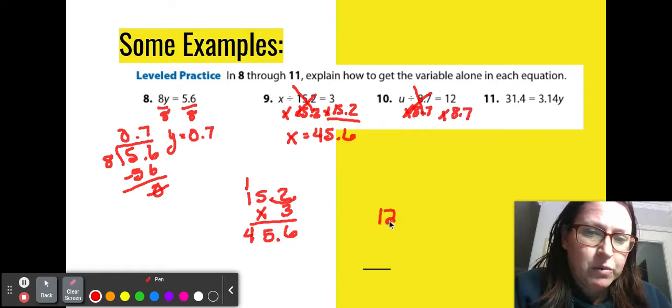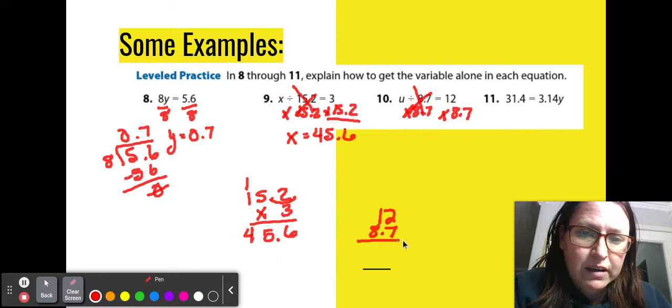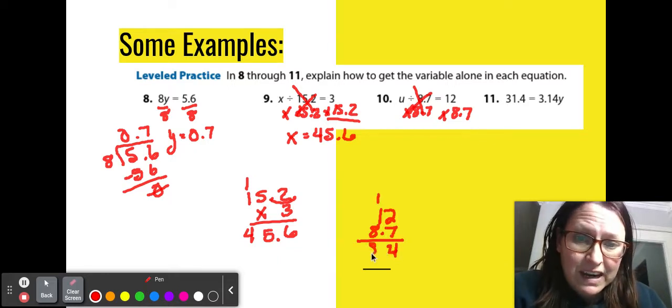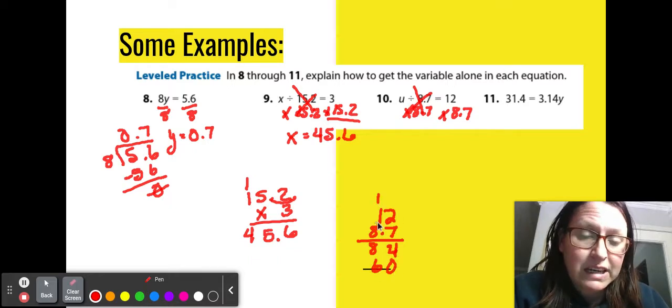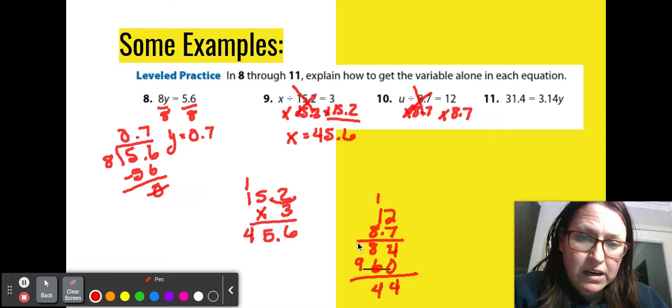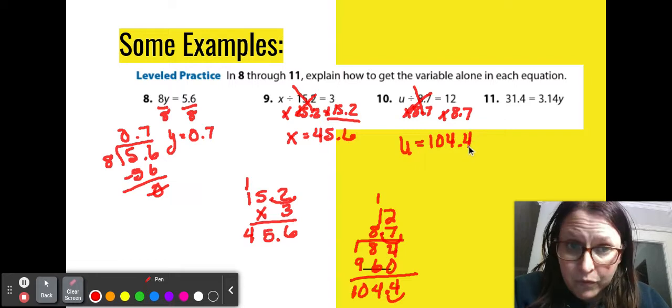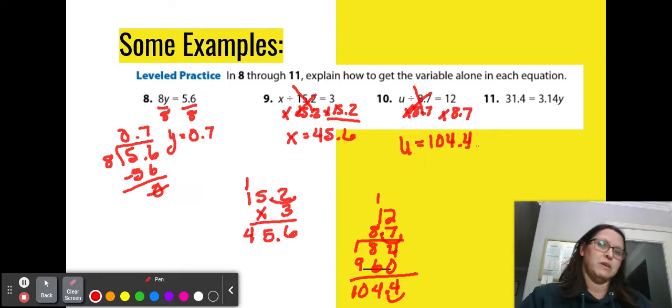I'm going to come down here and do 12 times 8.7. 7 times 2 is 14. 7 times 1 is 7, plus 1 is 8. Put in my placeholder. 8 times 2 is 16. 6 and 1. 8 times 1 is 8, plus 1 is 9. 4 plus 0 is 4. 8 plus 6 is 14. 9 plus 1 is 10. I have one decimal place, so I come over here one decimal place. So u equals 104.4.